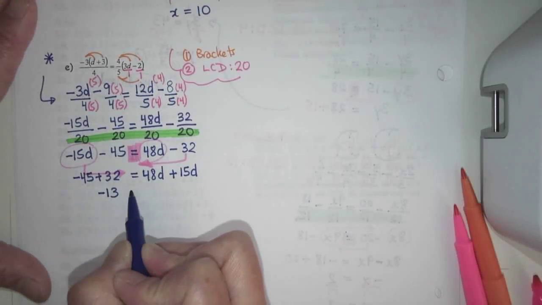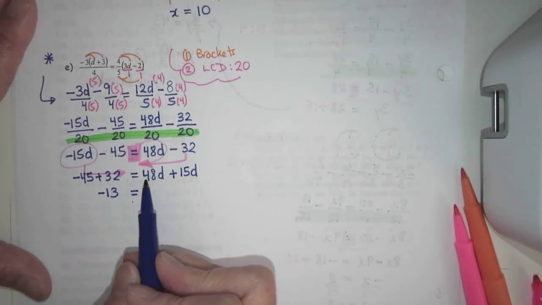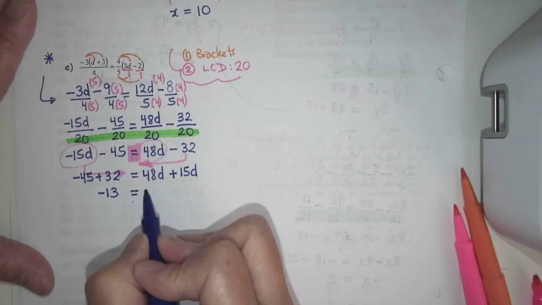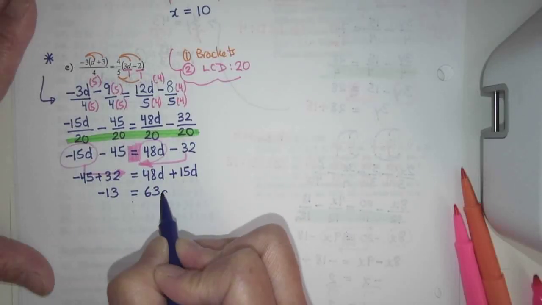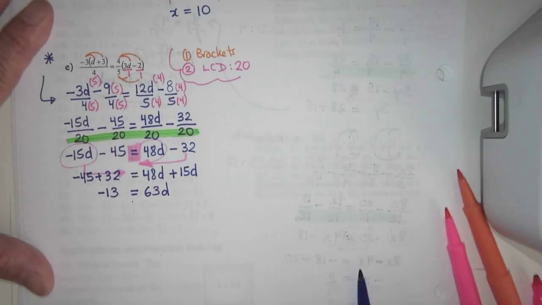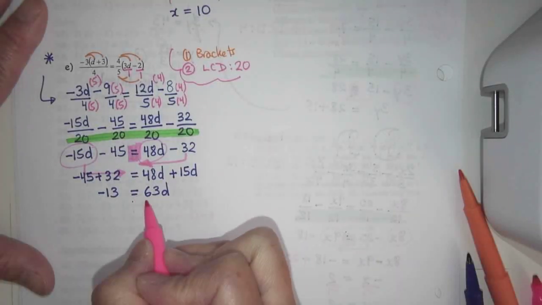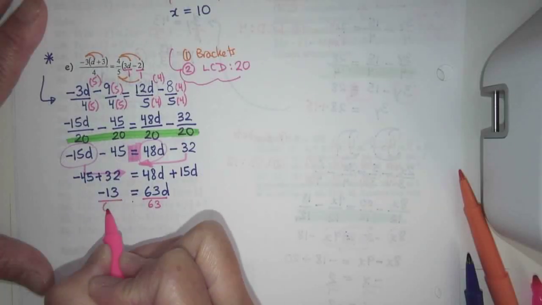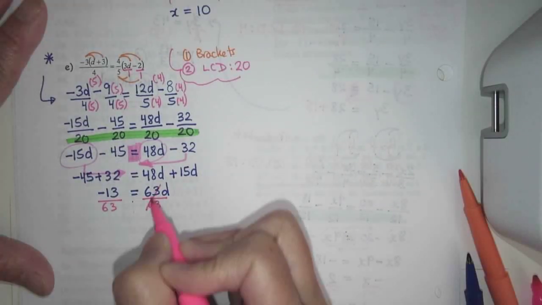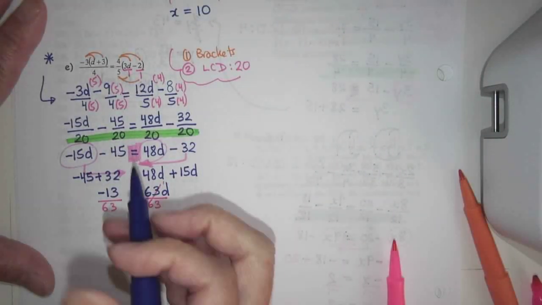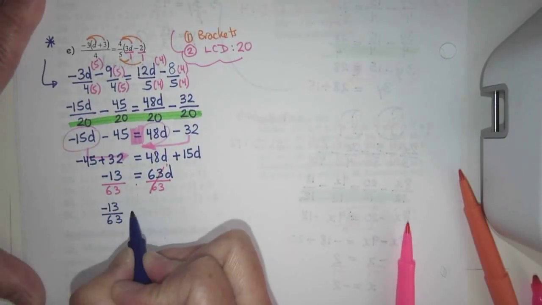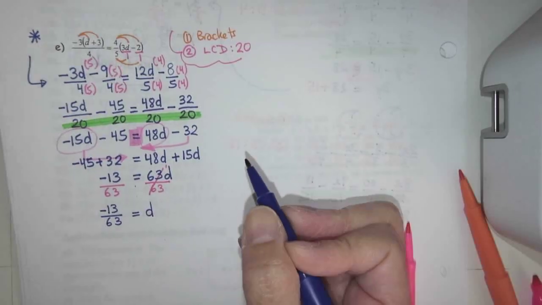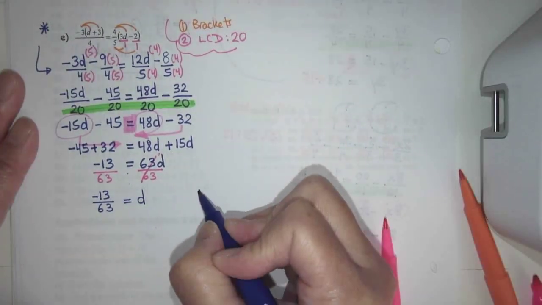So that would be negative 13. And then 48 plus 15, which gets me 63d. Okay, and we're going to divide both sides by whatever's in front of the variable. So 63, 63, that crosses off to become 1. And then I get my final answer is negative 13 over 63 equals d.